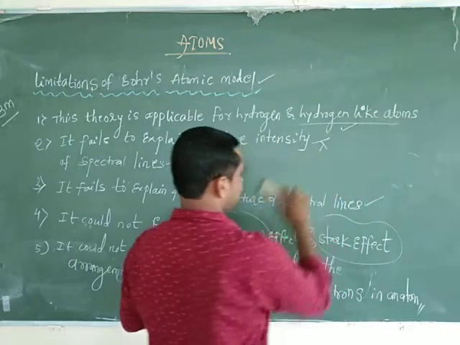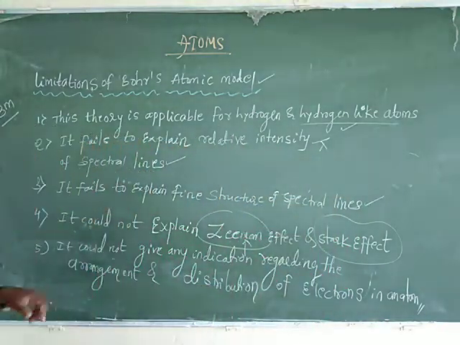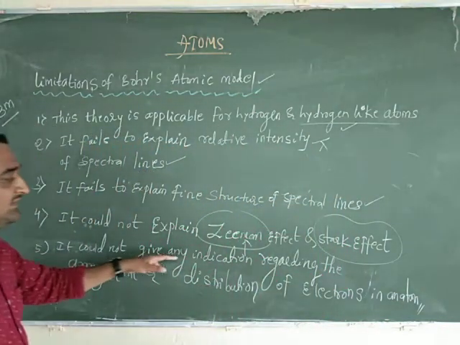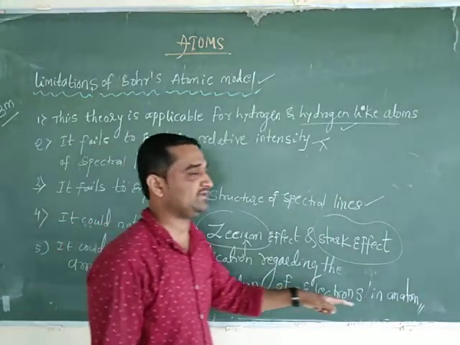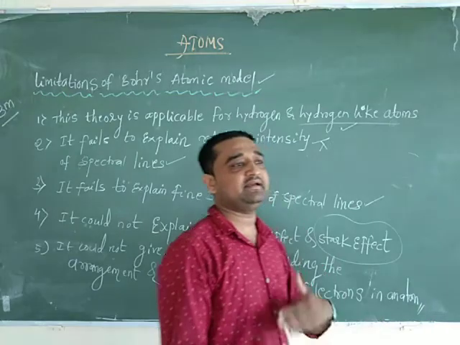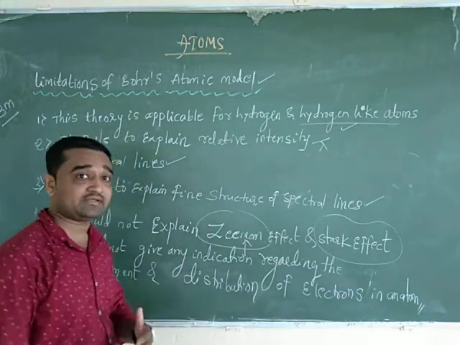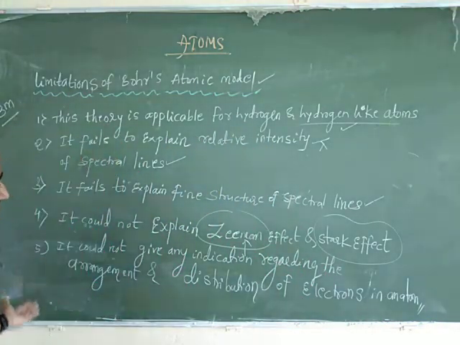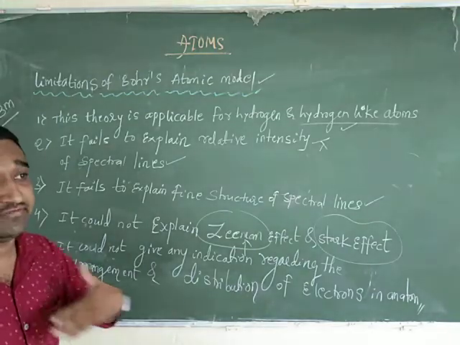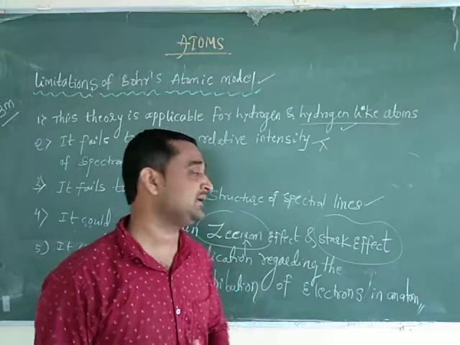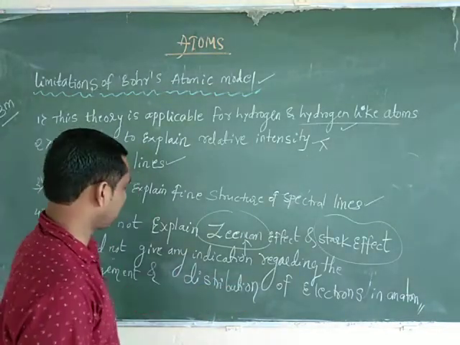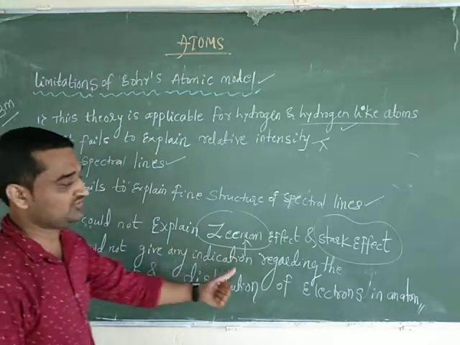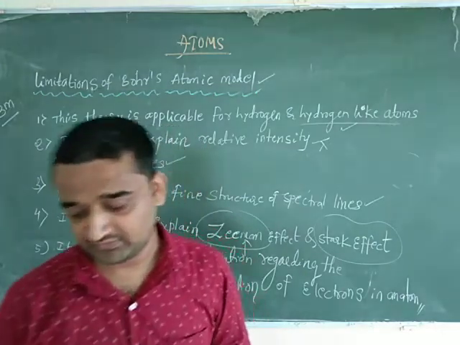So this is one more limitation of what? The Bohr atomic model. Again, it could not give any indication regarding the arrangement and distribution of electrons in it. So it does not give any indication of how electrons are arranged and distributed, or how electrons should be distributed among the various orbits. It could not give any information about the arrangement and distribution of electrons in an atom.